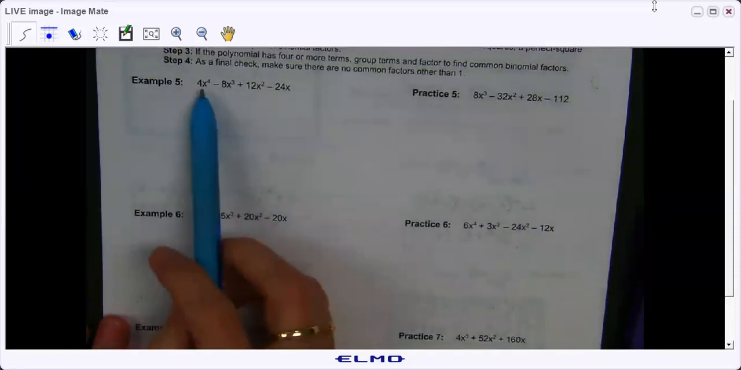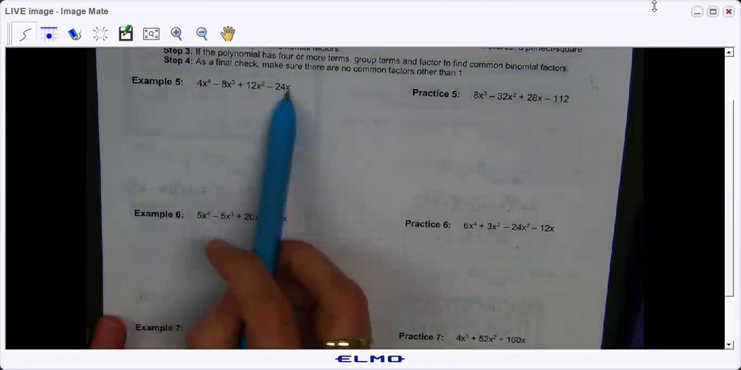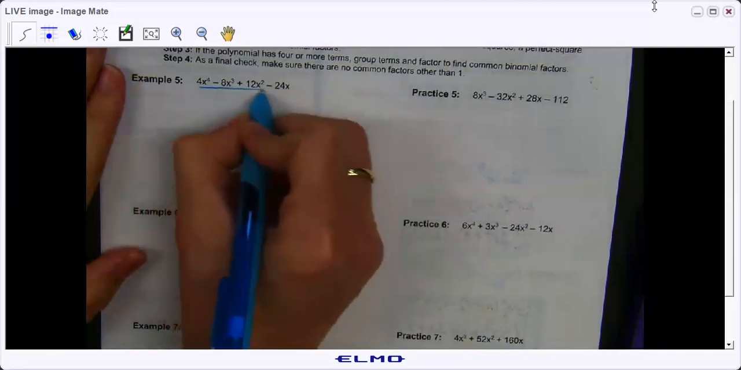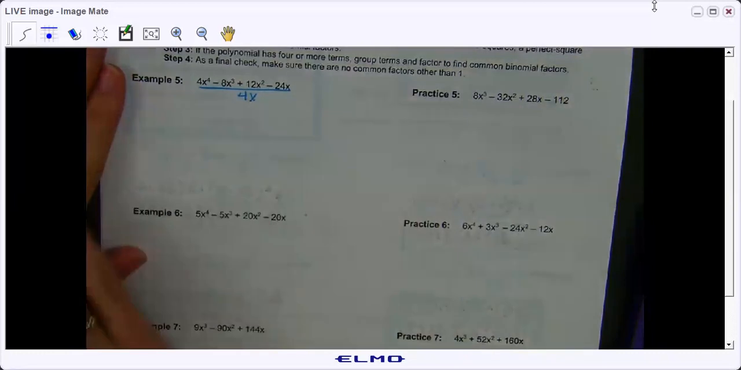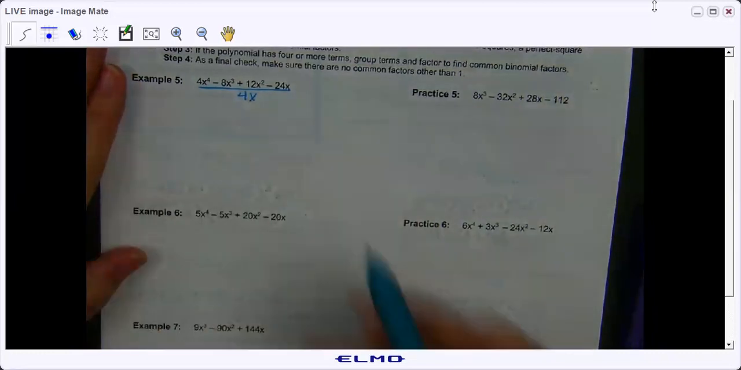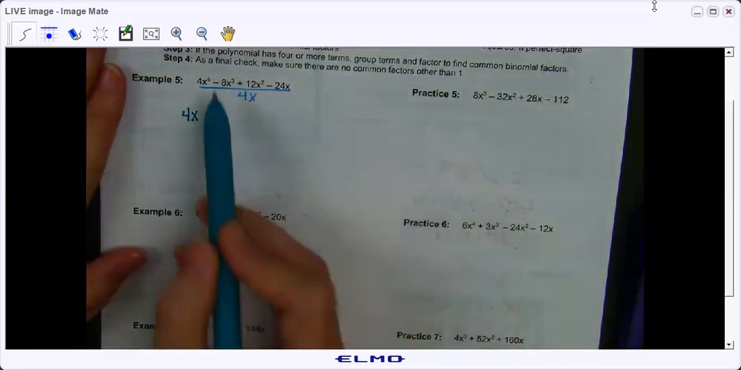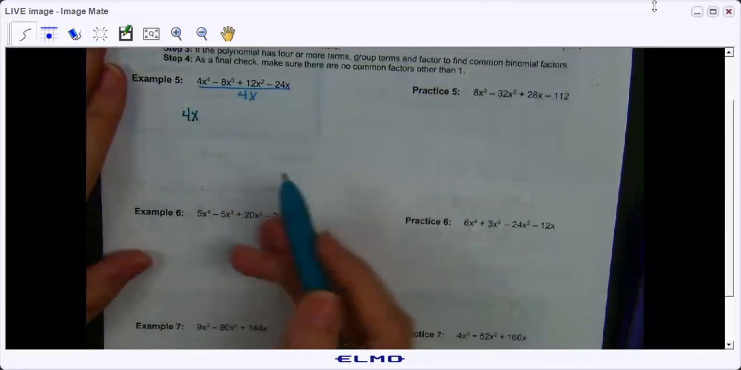In this case, if you look at example 5, we can take out a GCF of 4 on all of those. Okay, so I'm going to factor out my GCF. So I'm going to take out a 4x. That's the greatest common factor between all 4 terms. And I'm going to rewrite it as 4x.